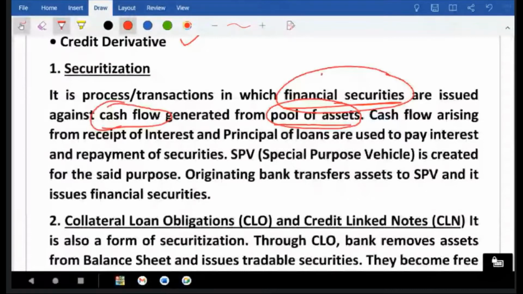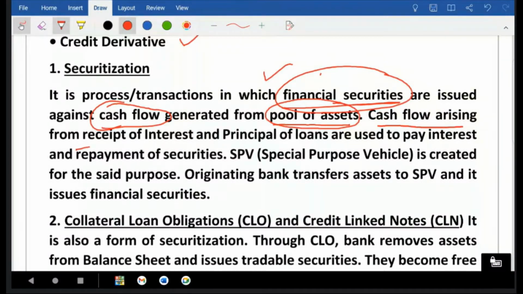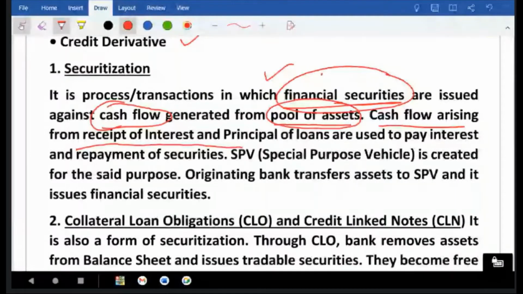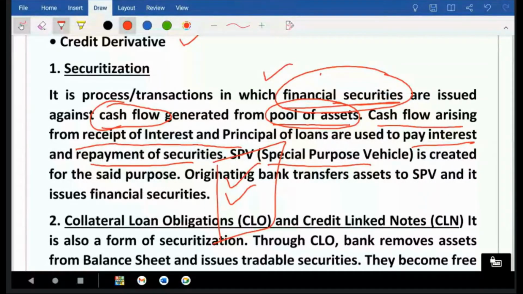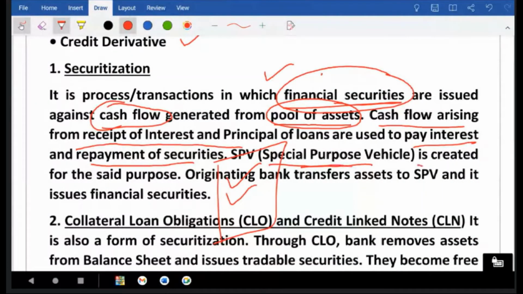But what happens if you issue the securities? You have to pay the interest. So how is the interest paid? Cash flow arising from the receipt of interest and principal of loans is used to pay the interest or repayment of securities. You can invite a special purpose vehicle also. With a special purpose vehicle, you can produce one lot and say, this is my securities, so people will come and purchase the securities. The special purpose vehicle is created for the said purpose, and the originating bank transfers assets to the SPV. Whatever asset is included will be transferred to the SPV, and it is turned into the financial security.